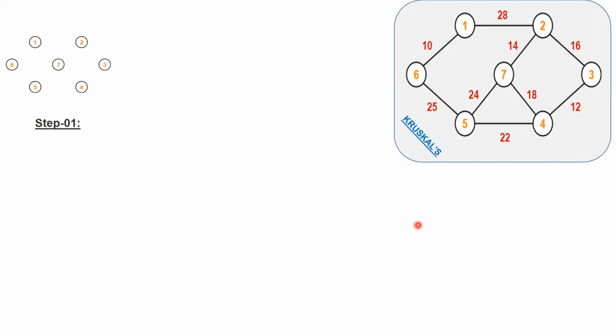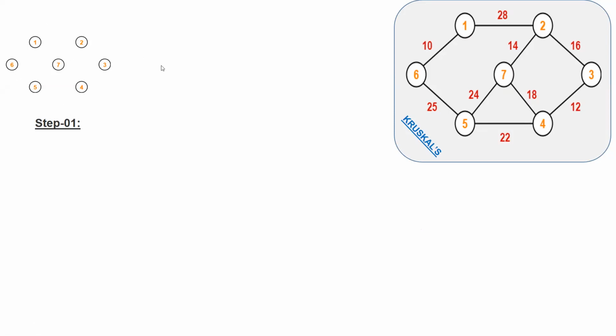So what was step one according to the discussion? Step one was we have to arrange or sort all the edges according to their weights. If we sort all the edges according to their weights, we can clearly identify. So first, anyway, we have to come up with the minimum spanning tree. We have to write all the nodes like this.